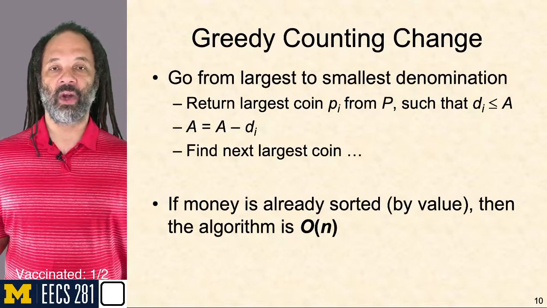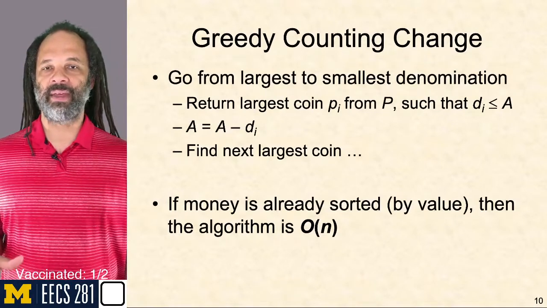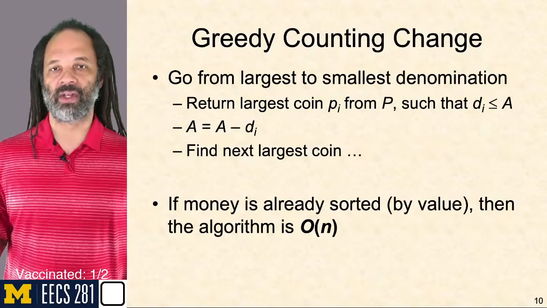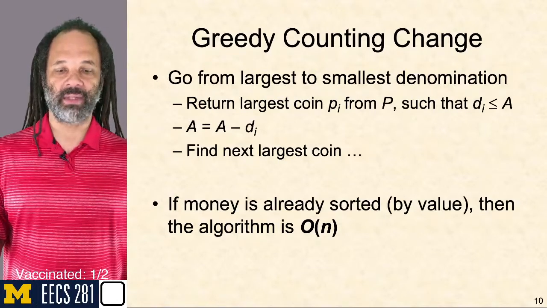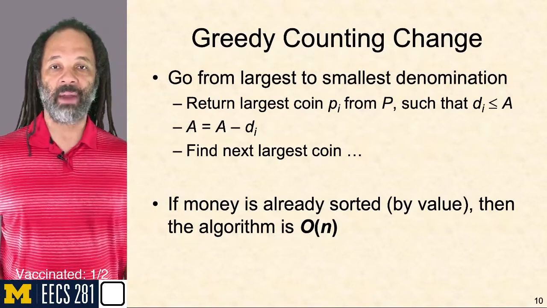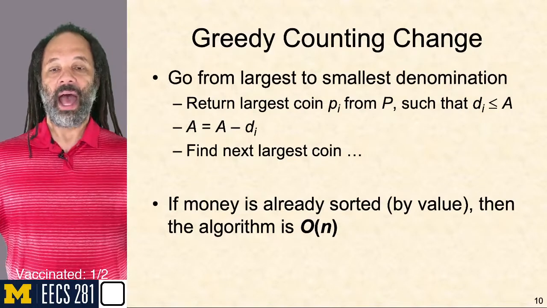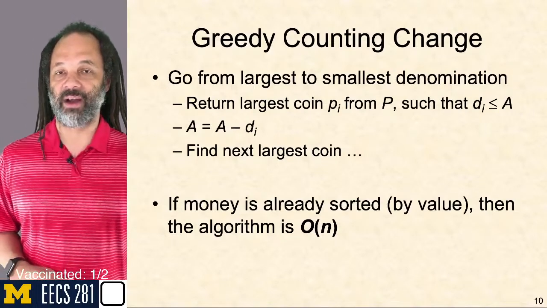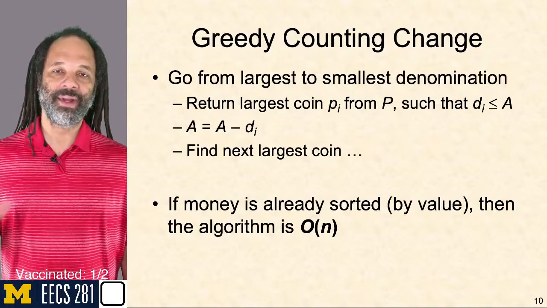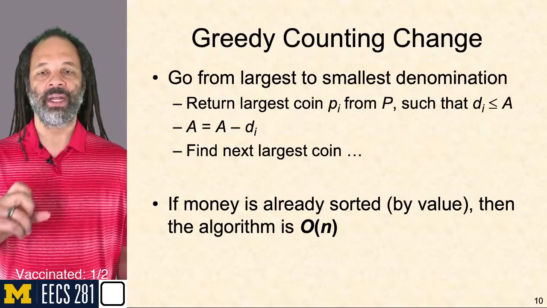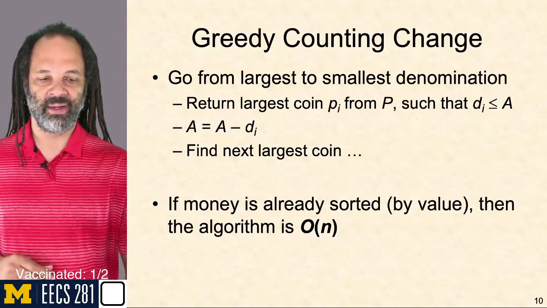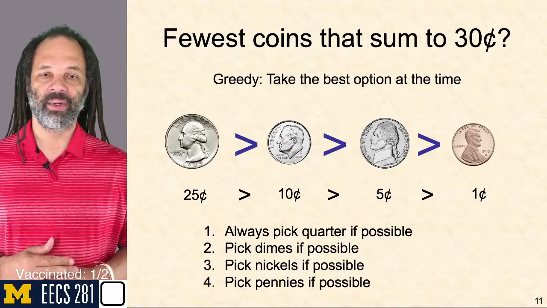If my money is already sorted by value, the algorithm is pretty fast. I start at the largest coin. It's either in or it's out, and I move to the next coin. In or out, in or out, and when I get done, that's it. So I can do this in linear time, which is far quicker than n times 2 to the n. So even though both brute force and greedy are simple, greedy is much faster. There's a caveat, though. We'll get back to it.